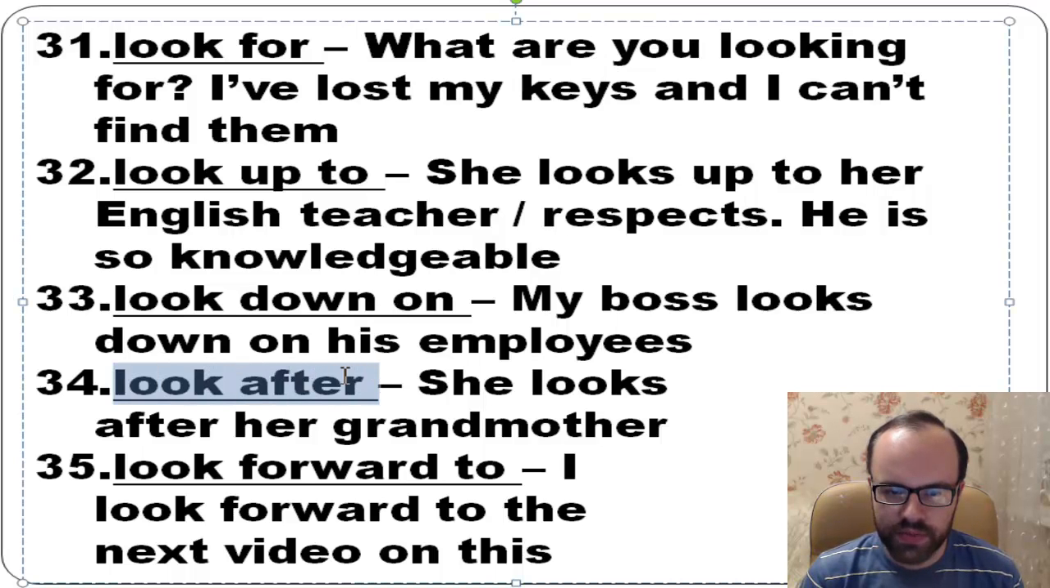Okay, look after. She looks after her grandmother. It means that she takes care of her. Maybe she visits her. Maybe she calls her. Maybe she buys some food for her.